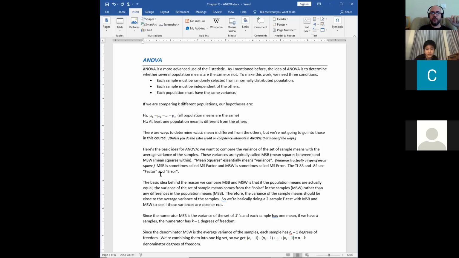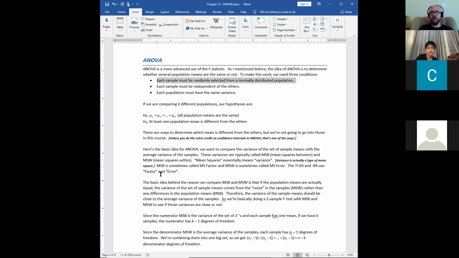It's like a 2-sample t-test, except it's for multiple samples. You can use it for several different samples, and it'll just check to see if they're all equal. That's all it does. So again, the idea of ANOVA is to determine whether several population means are the same or not. Anytime you want to find out if 3 or more population means are the same, you do an ANOVA test. We need 3 conditions for this, which we'll return to later.